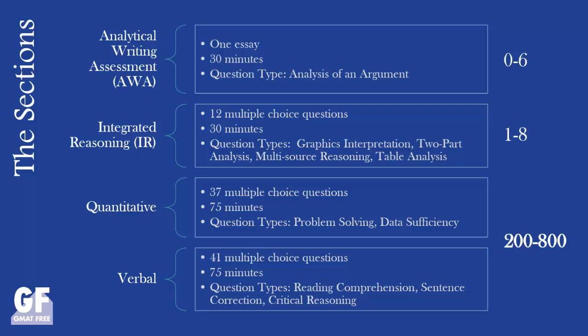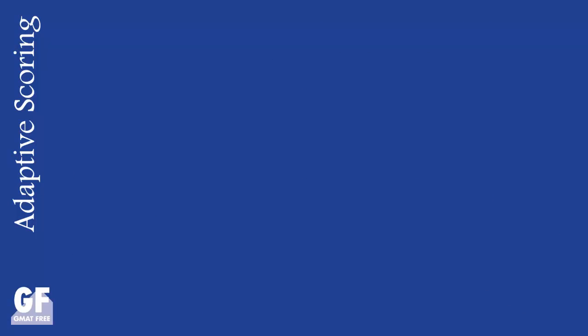Your total score on the GMAT ranges from 200 to 800 points, with 700, the 90th percentile, representing an approximate threshold for competitiveness in applying to the so-called top 20 schools. Both the quantitative and verbal sections use adaptive scoring, which makes for a very different experience than traditional tests.